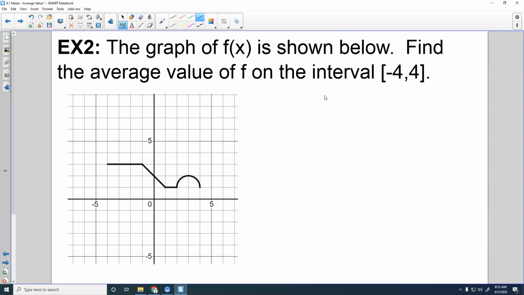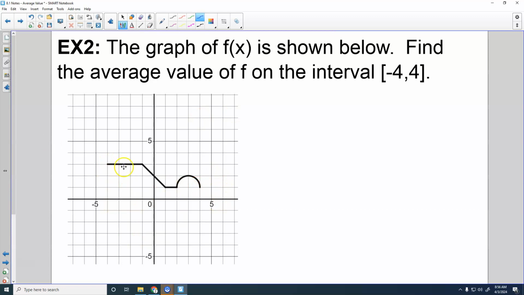All right, now let's look at more of a naked problem. This problem doesn't have context to it. We've got a graph of f of x, shown here. We're supposed to find the average value of f on this interval. Now, this one is a more complicated looking graph.